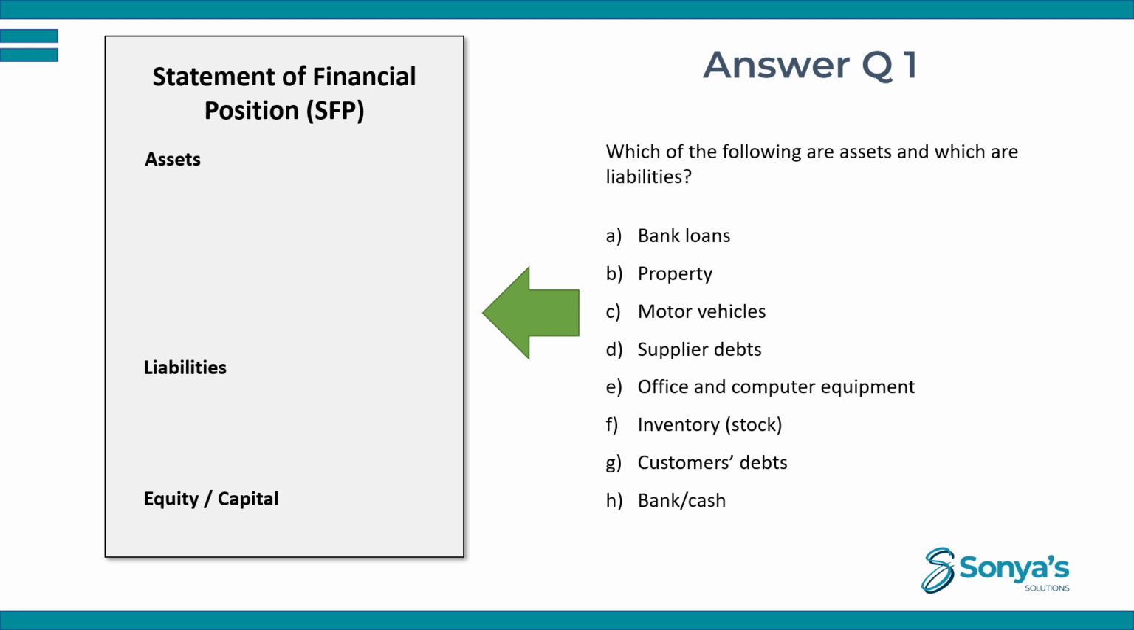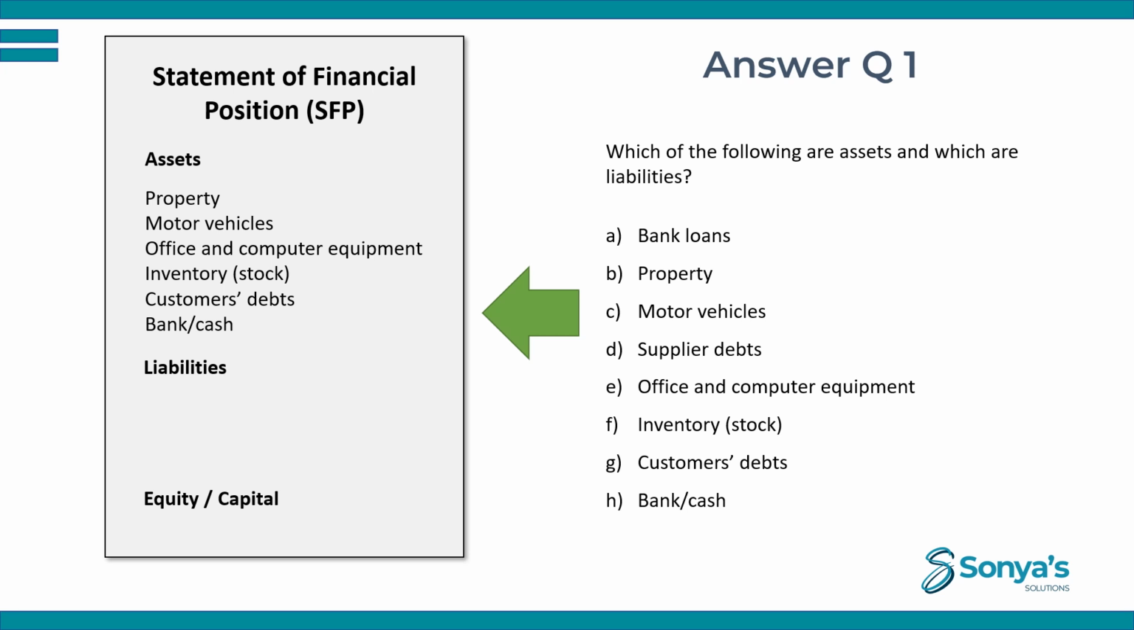Typically, a business's assets might include property, motor vehicles, office and computer equipment, and inventory or stock. All of this could be sold to be converted into cash if the business needed it. Customers' debts will also convert to cash once they pay what's owed, and the business hopefully has some cash in the bank already. Typical liabilities include bank loans and debts owed to those that have supplied the business with materials or goods on credit. These are the business's financial obligations, debts that need to be repaid.